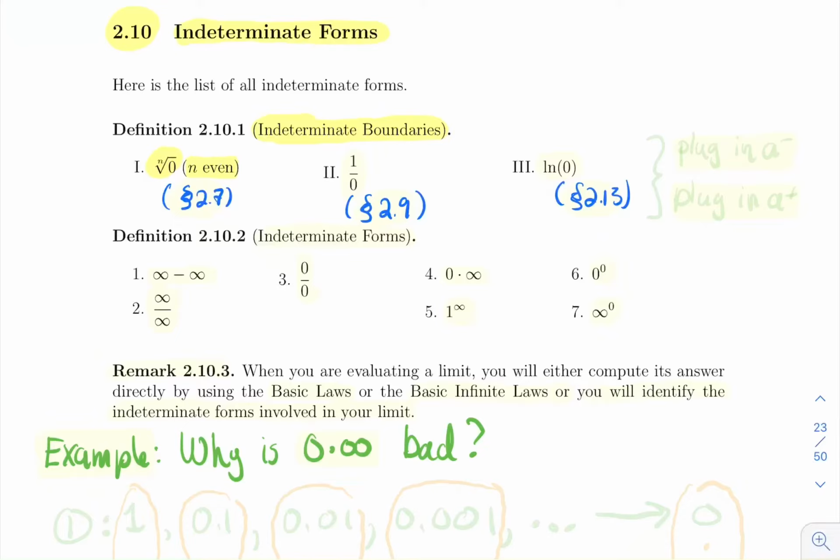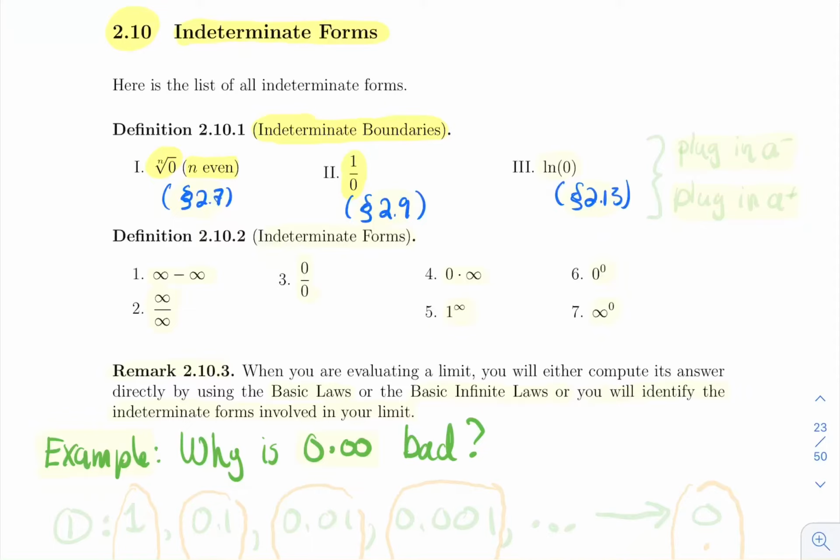So if you plug your number in, you have a limit, left, right, or two-sided, doesn't matter. You plug your a inside, you get the square root of 0 or the even root of 0. That's bad. That's a bad boundary problem. If you plug in your a and you get a division by 0, and when I say division by 0, it's always a non-zero number divided by 0, that's also a case of a bad boundary. Of course, the proper terminology is indeterminate boundaries, but I just hate saying it.